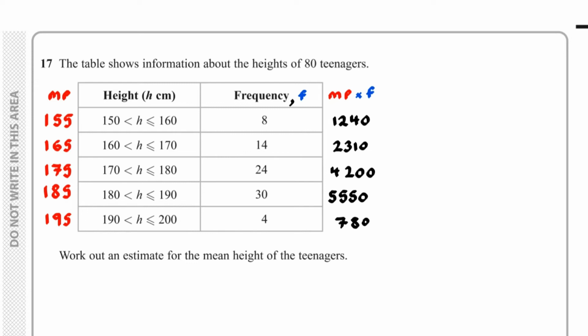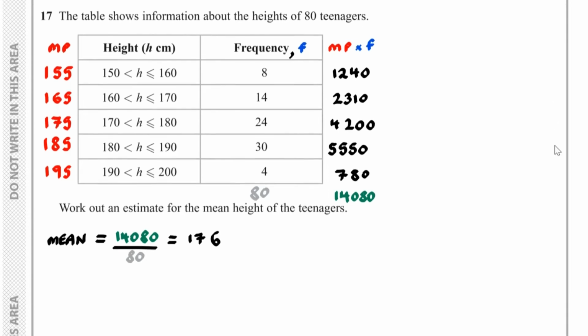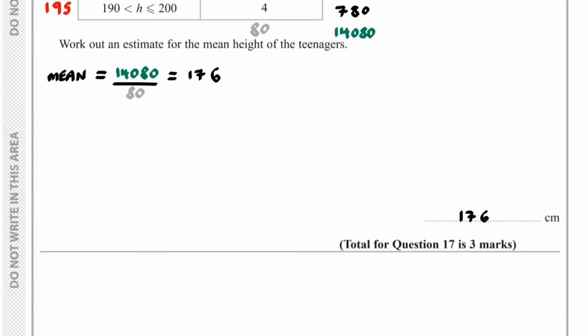And 195 times 4 is 780. Now if I add together the 1240, 2310, 4200, 5580 and 870, and if I add together all the frequencies, well, adding these together we get 14,080, and adding the frequencies together we get 80. So to work out the mean, I need to do 14,080 divided by 80, which is 176. So the mean is 176.